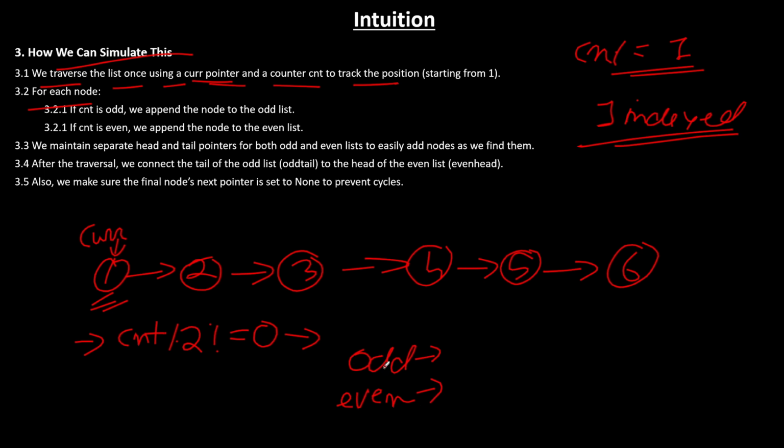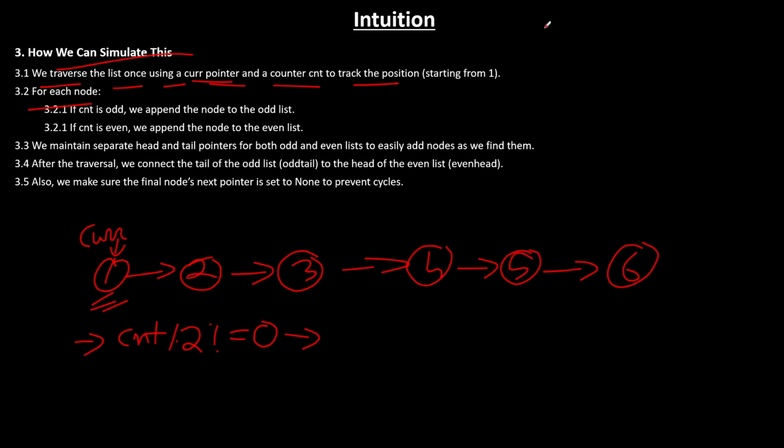And we could also create two more pointers. Let me write it again. So we could create pointers such as odd head, odd tail. Similarly, even head, even tail. Okay. Now, why are we creating odd head and odd tail?